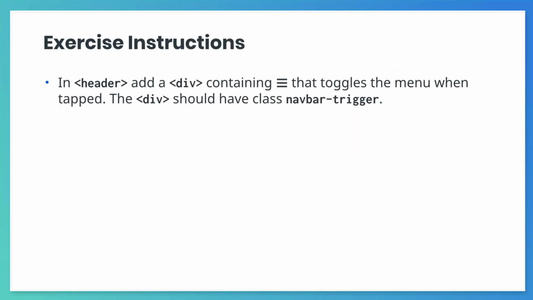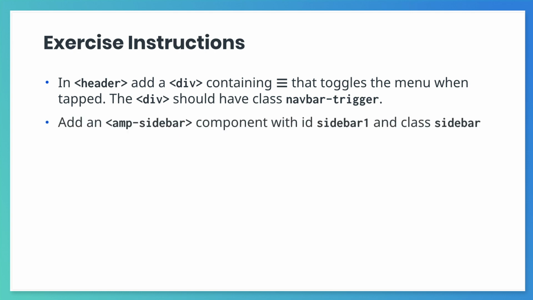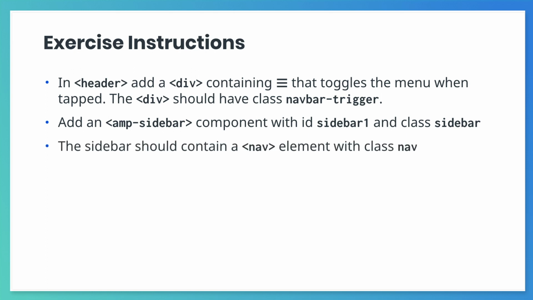Here are some more details. In the header element, you'll add a div containing the horizontal bar's icon that toggles the menu when it's tapped. Give that div the class navbar-trigger. Add an AMP sidebar component with the ID sidebar1 and class sidebar. The AMP sidebar should slide out from the left-hand side of the screen, and the sidebar should also contain a nav tag with the class nav.